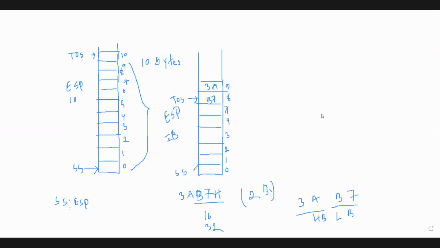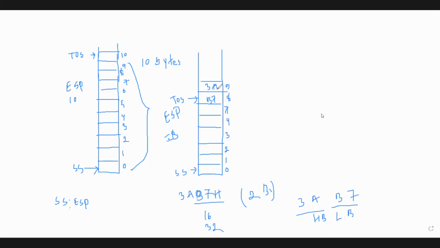And this is our stack segment register. Is that clear? Yes, ma'am. So when we are inserting a new element, at that time, the value of extended stack pointer will be decremented. It will be decremented by 2 if you want to insert 16-bit data, and it will be decremented by 4 if you need 4 bytes for storing a double word.